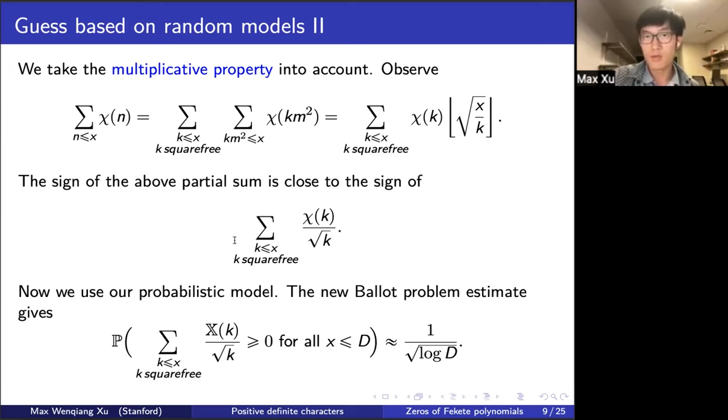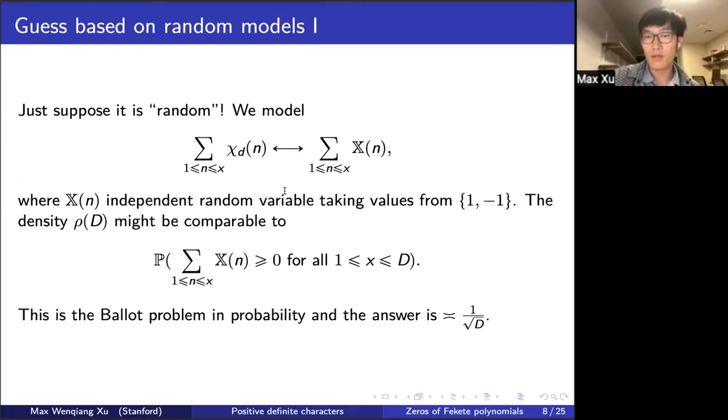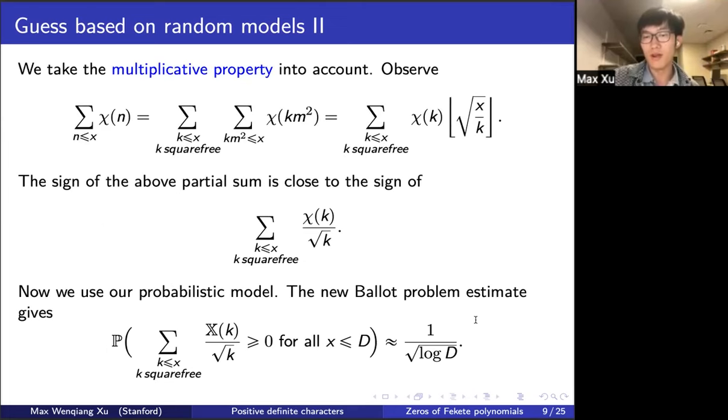So with this modification, the original first guess would probably be one over square root d. Now the modified guess would be one over square root log d. So we move from d to log d by taking this thing into account. Obviously this is all a probabilistic guess.